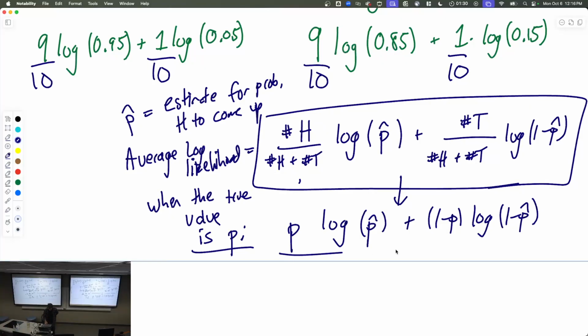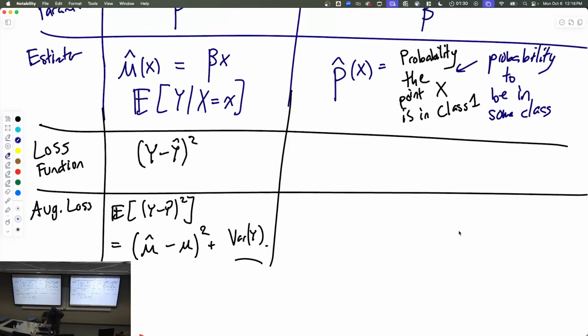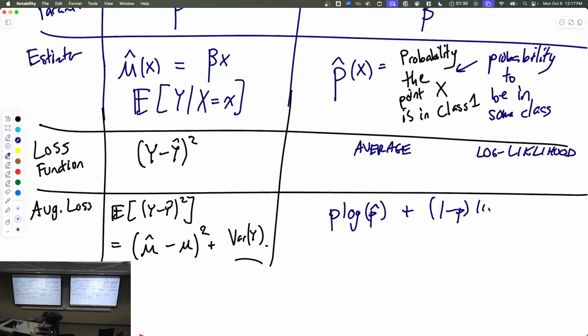So I'm going to take this formula and write it over here. The loss function, and it's also related to the log likelihood. So it's the average log likelihood. Okay, and it's not just the difference squared. It's this funny formula. Oh, I guess it should go down here. Okay, I'm going to put it down here. p times the log of p hat plus 1 minus p times the log of 1 minus p hat.